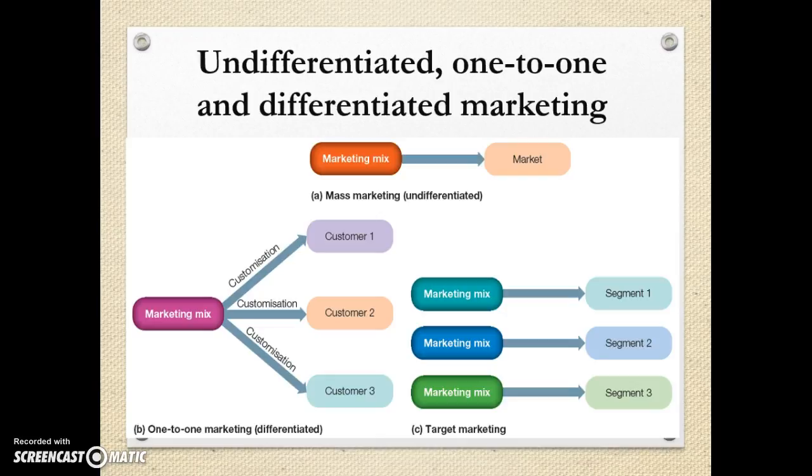So basically there's undifferentiated, one-to-one and differentiated marketing. That's the main sort of manifestation you'll see of this. So mass marketing, as mentioned before, is really having one marketing mix targeting one big market. So there's no modifications, just a standard product here it is to an overall market.